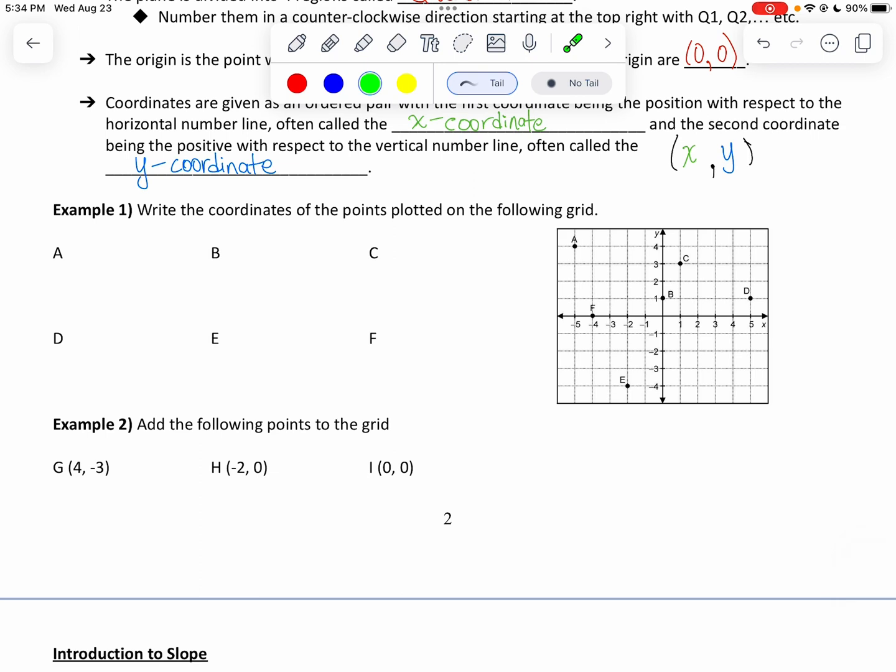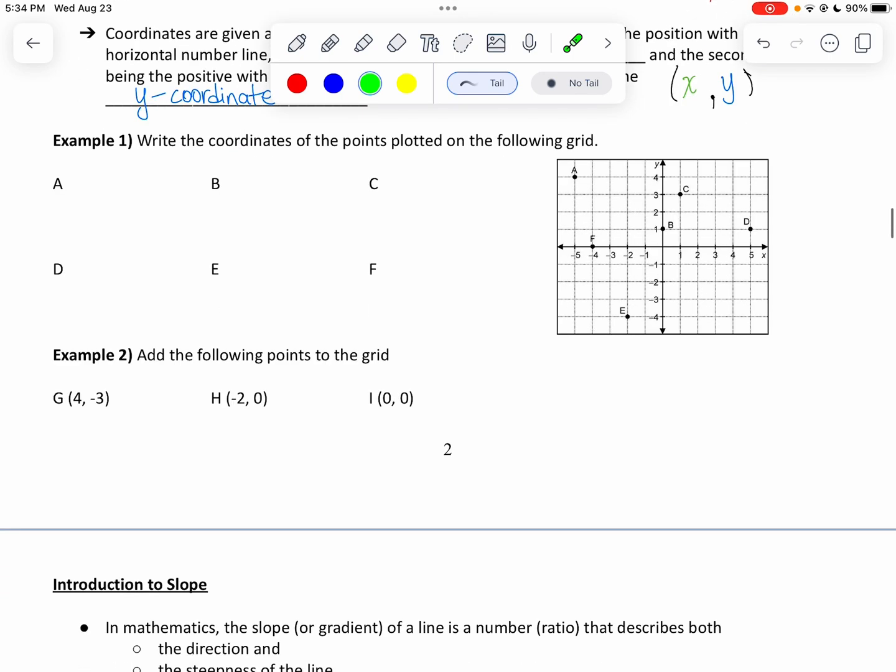For this example, we're going to write the coordinates of the points plotted on the following grid. So starting with A, we have a point right here, and we're trying to see what are the x and y coordinate values for that point. In other words, if we were playing something like Battleship, how could I describe A's position within my Cartesian coordinate plane so that I can describe where that point is?